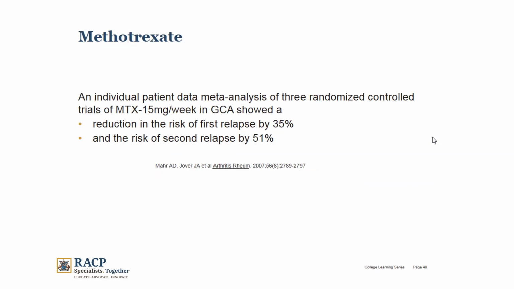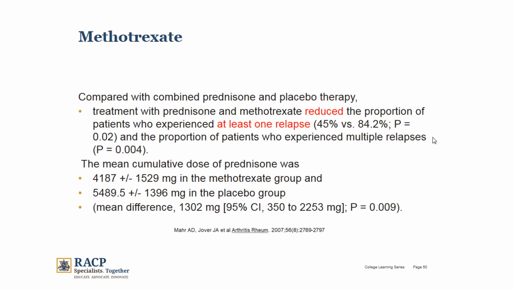What about methotrexate? Methotrexate has had 3 randomized controlled trials, and an individual patient data meta-analysis showed that there was a reduction in the risk of first relapse by 35% and the risk of second relapse by 51%. Methotrexate, when combined with prednisolone and placebo, also reduced the median cumulative dose of prednisolone, which was down by about 1,302 milligrams.